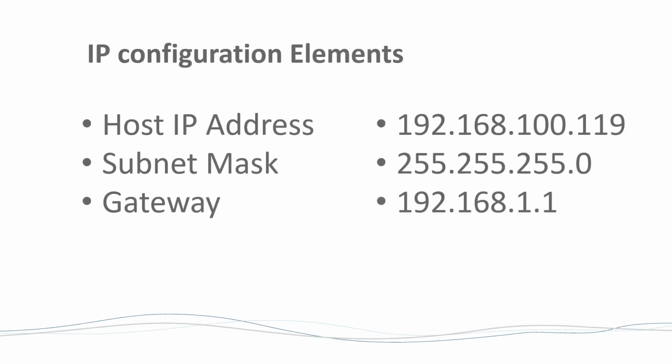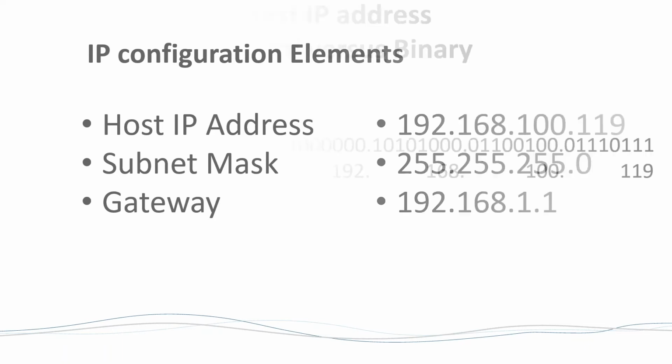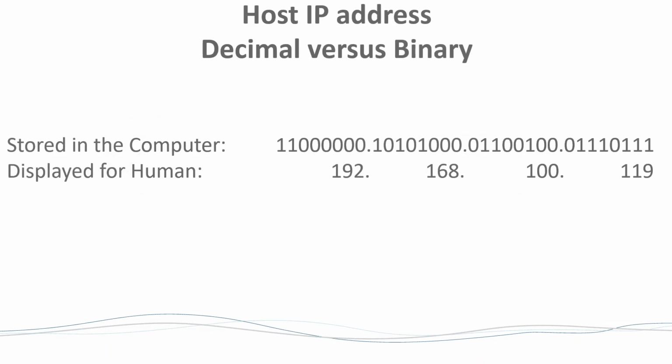Okay, so here are the things that you've probably seen when you're configuring stuff. An IP address, a subnet mask, which we'll talk about, and a gateway. All right. So those are the elements. Okay. So when we see any numbers on a computer, they're not stored in decimal anywhere on a computer, because a computer only knows ones and zeros. Everybody knows that, right?